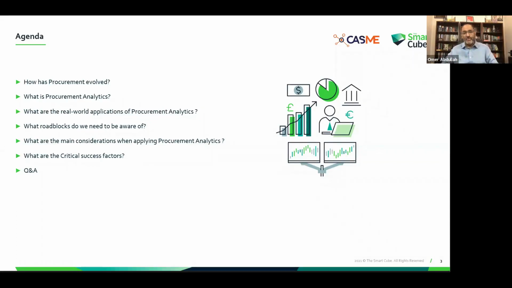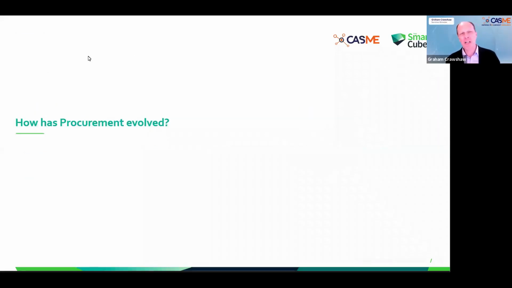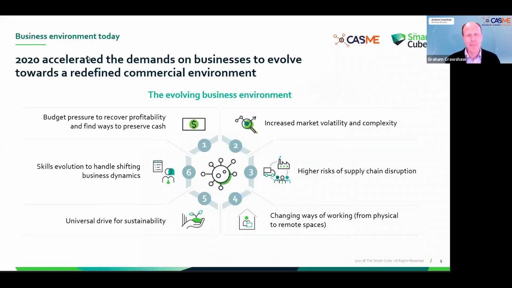Graham, I'll hand it over to you. Excellent. Good. That's nicely defined what people can expect. So I'm going to start by covering how has procurement evolved. And across CASME and the Smart Cube, we've seen that organizations are under pressure.